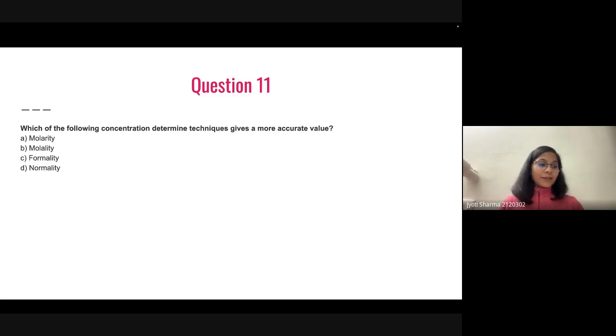Ipshmita, what do you think? Andrila? Ayush, can you tell me why this is giving you the more accurate value? Andrila, no, the answer is different. The answer will be molality only. And can you tell me why? Ayush, do you want to speak?